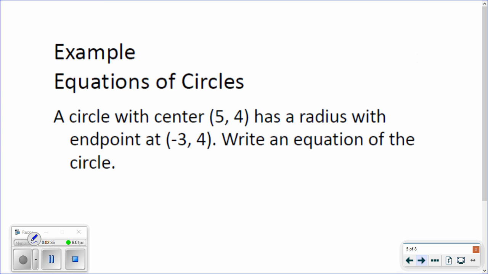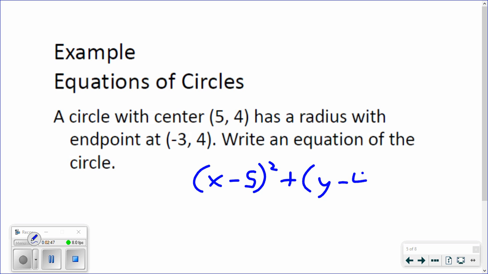The next circle has a center of 5, 4. So that's nice and easy. We can set up our equation: x minus 5 squared plus y minus 4 squared, and since they're both positive, we know we're going to get negatives inside. Remember, if we put 5 into this, that should give us 0, and if we put 4 in over here in the y, we should get 0 there.